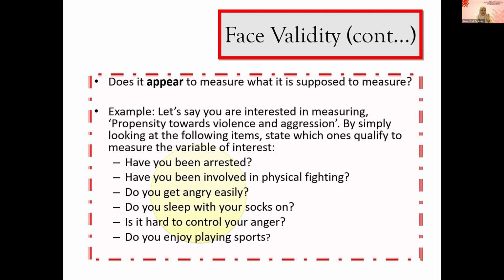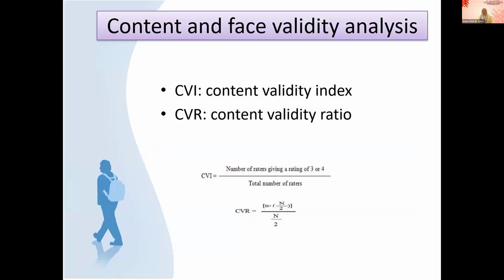So the expert and the respondent of your field, for the face validity, we give a content and face validity questionnaire. You can use the CVI, content validity index, and the content validity ratio. There is actually a formula. If you Google, there is actually a calculator to calculate this.